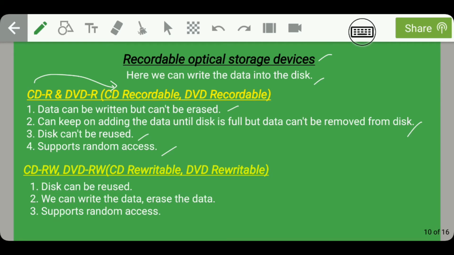Guys, moving on, the second example of recordable optical storage devices is CD-RW and DVD-RW. So CD-RW stands for compact disc rewritable, whereas DVD-RW stands for digital versatile disc rewritable. So guys, features of these types of disk are that this disk can be reused and at the same time we can erase the data. And the third point is that these disks support random access.